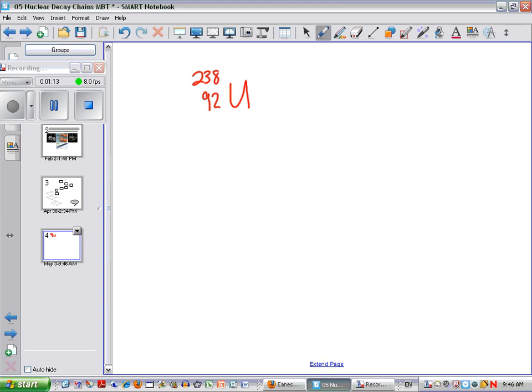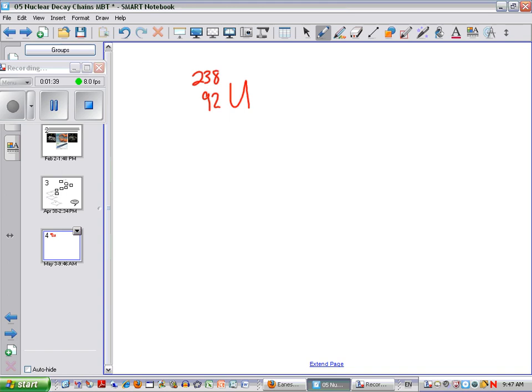Just to review for your quiz tomorrow, the number on the bottom is the number of protons, also known as the atomic number. The number on top is the mass number, not the atomic mass, the mass number, and is equal to what? Protons plus neutrons. This entire thing is called a what? Begins with an I. Isotope. An isotope is the same element that has a different number of neutrons.